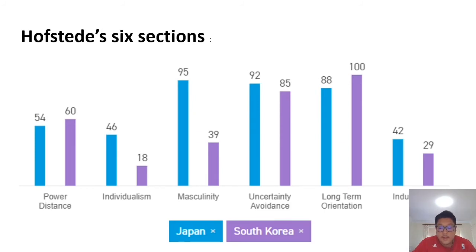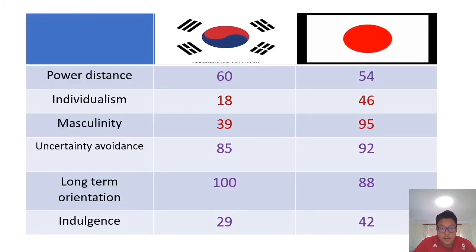We can see this bar graph shows the differences between Japan and South Korea. Look at the picture. There are two scores that differ greatly between Japan and South Korea: individualism and masculinity. In South Korea individualism got 18, but Japan got 46. The score of masculinity got 39 in South Korea, but Japan got 95.